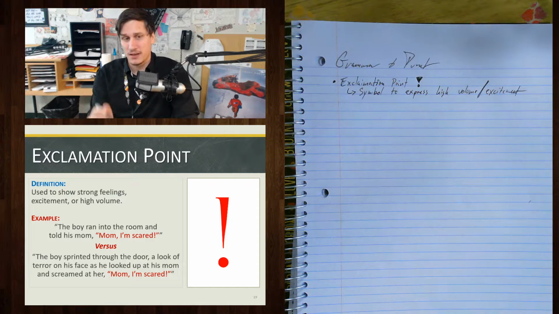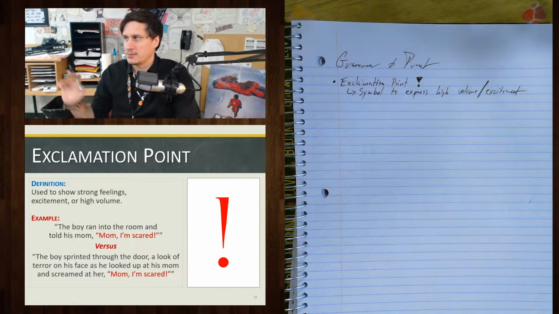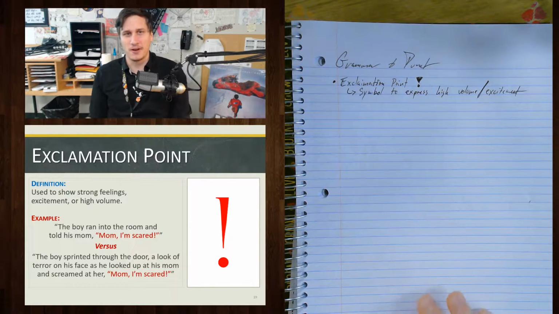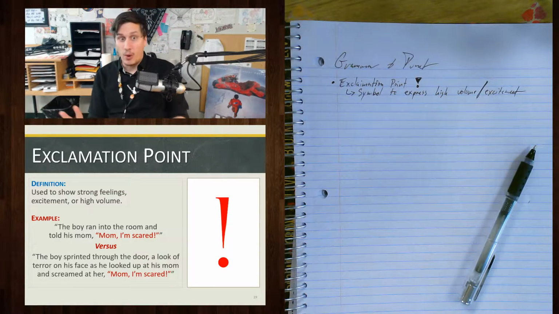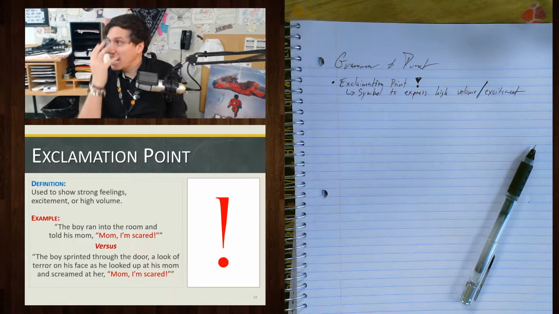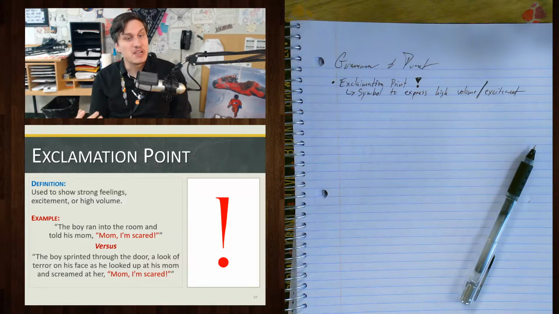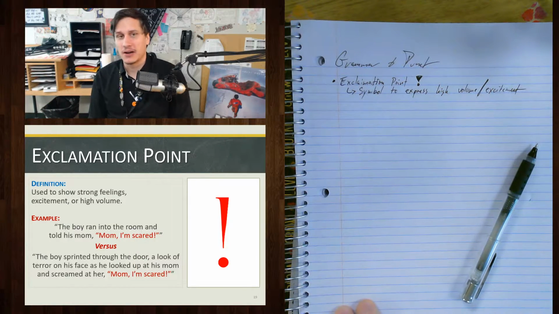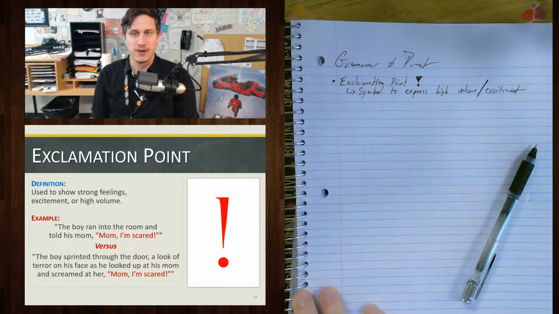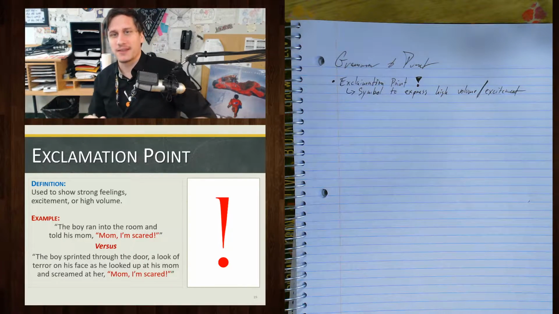Now, if you say something like my bottom example, it's better when I do it in class because I actually scream while doing this. But the bottom example is going to be like this. The boy sprinted through the door, a look of terror on his face as he looked up at his mom and screamed at her, "Mom, I'm scared!" Wow, that's like a different level of emotion, right? Stop laughing at me and pay attention, okay?